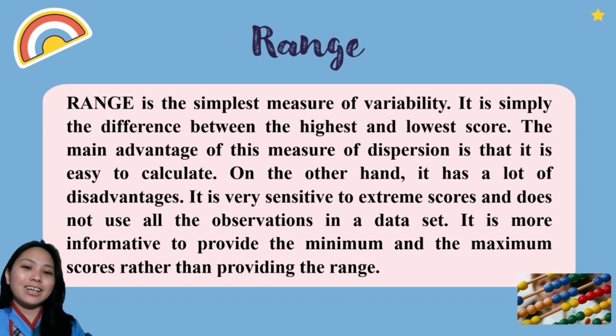So now we will tackle the range. Range is the simplest measure of variability. It is simply the difference between the highest and lowest score. The main advantage of this measure of dispersion is that it is easy to calculate. On the other hand, it has a lot of disadvantages. It is very sensitive to extreme scores and does not use all of the observations in a data set. It is more informative to provide the minimum and maximum scores rather than providing the range.